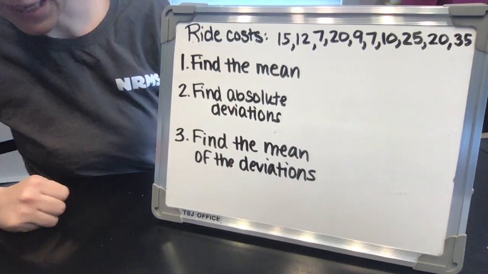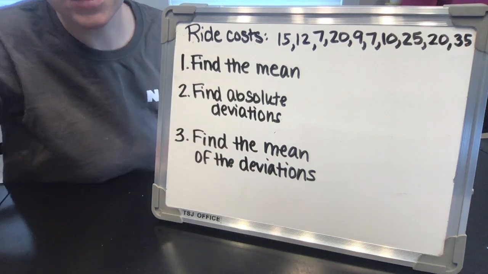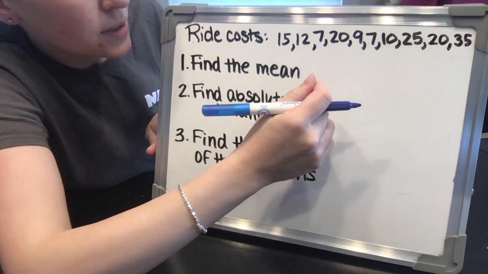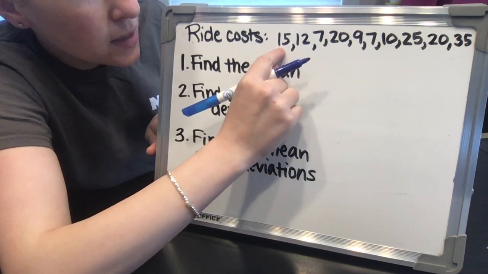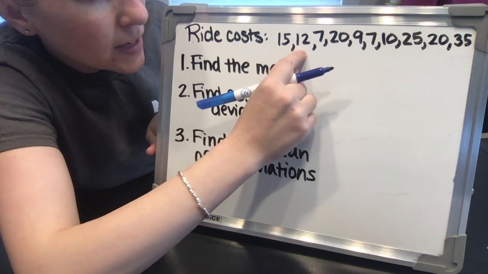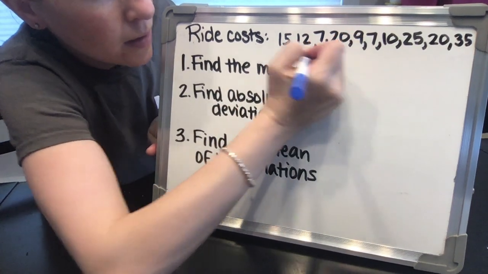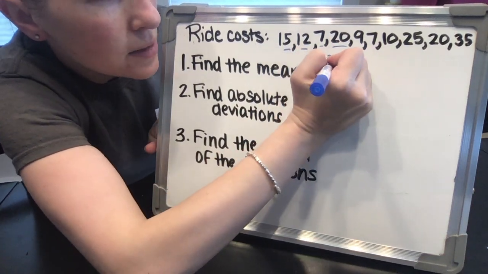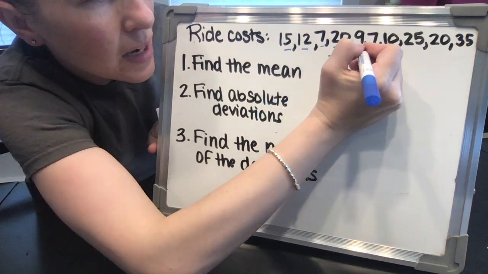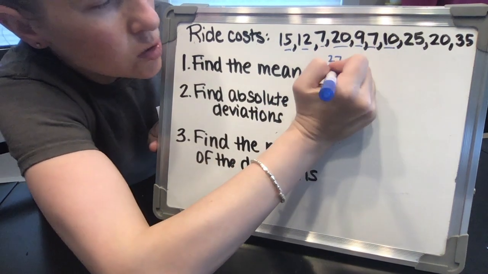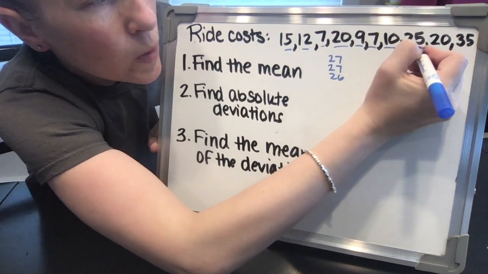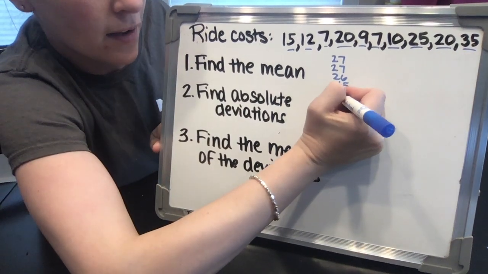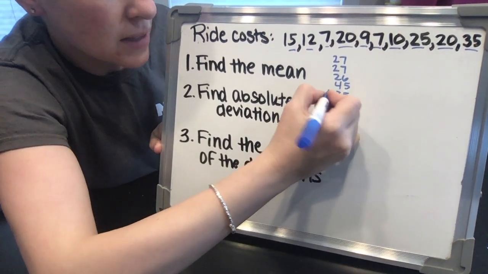So I'm going to find the mean. And what I will notice is there's a lot of data. So I need to really keep track of my work here. To find the mean, I'm going to add all of these up. So 15 and 12 is 27. I'm going to keep track of my work here. Let's do 7 and 20 makes 27 also. 9 and 7 is 16, plus another 10 is 26. 25 and 20 makes 45, and then I have a 35. Okay, I'm going to add all of these up.